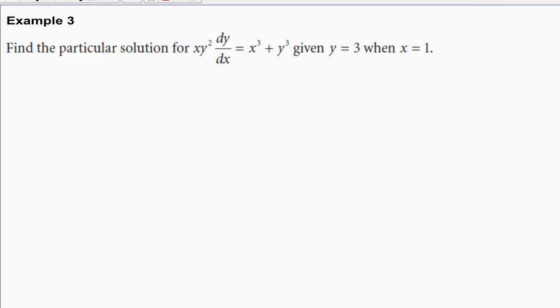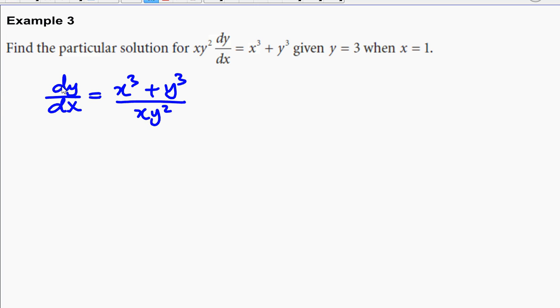Before we start solving this equation, let's rearrange it so that we have dy over dx on one side. So dy over dx will be equal to (x cubed plus y cubed) over xy squared. And then what we can do next is multiply the numerator and denominator by 1 over x cubed. I've already explained why I'm doing that before in my previous videos.